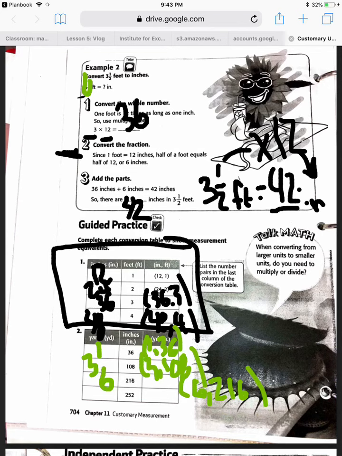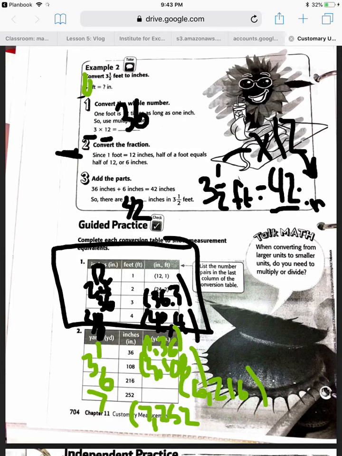And then for the last one, we need to take the number 252 and divide it by our magic number of 36 that we need to memorize. And we would get 7. So we have 7 yards equals 252 inches.